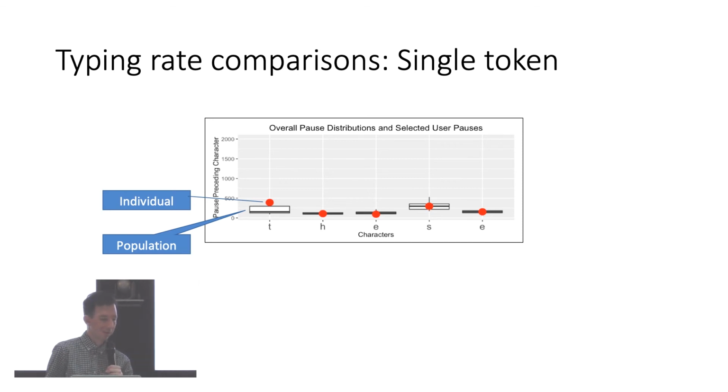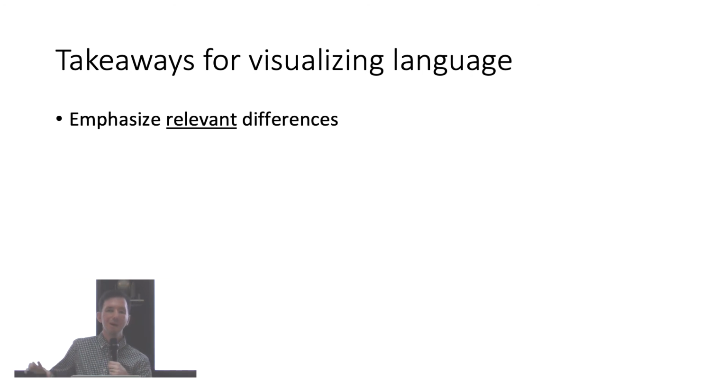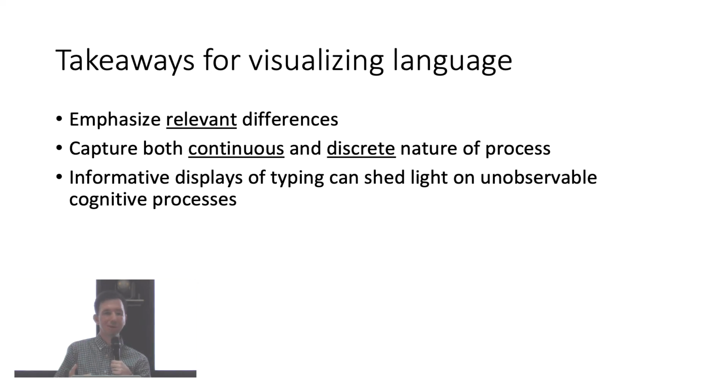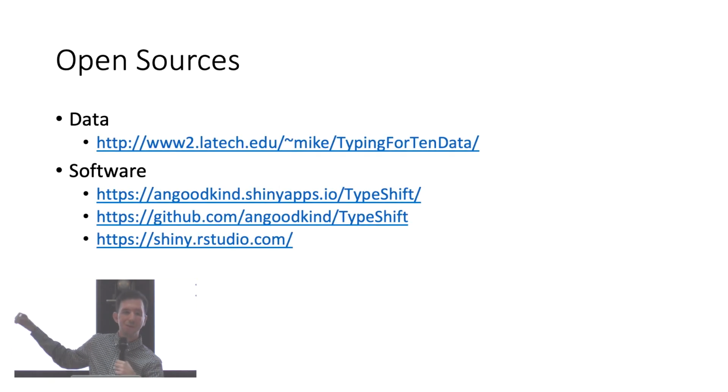So what can we take away from this? We can take away that it's important to figure out the relevant differences and highlight those. And that's possible when you capture both the continuous and discrete nature of your data. And finally, if we have informative symbols, representations of typing, it can allow us to get some clues into that unobservable cognitive processor. As a brief note, everything here is open source, from the data to the software, and I'll publish these slides online.